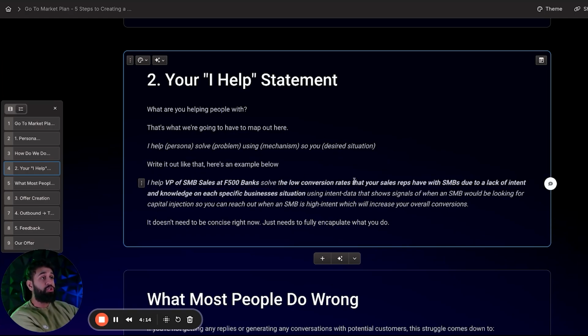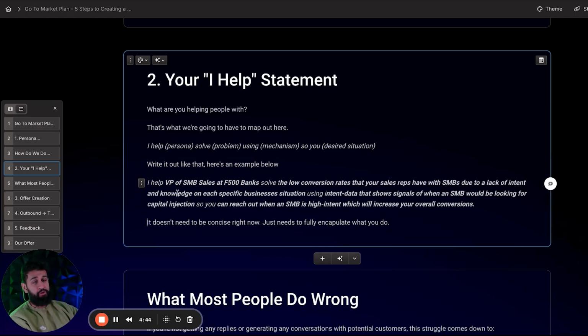They have low conversion rates with SMBs because they don't have the intent and they don't have the knowledge on each specific business's situation, right? That's the problem. And what's the mechanism that you use to solve that? Using intent data that shows signals of when an SMB would be looking for capital injection, right? That's the mechanism. And then you can reach out when an SMB is high intent, which will increase your overall conversions, and that's the desired situation, right? So that's literally mapped out the I help statement.